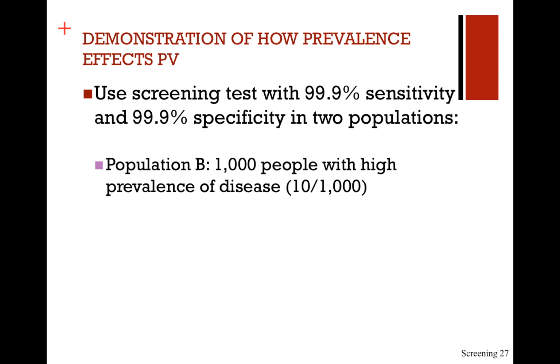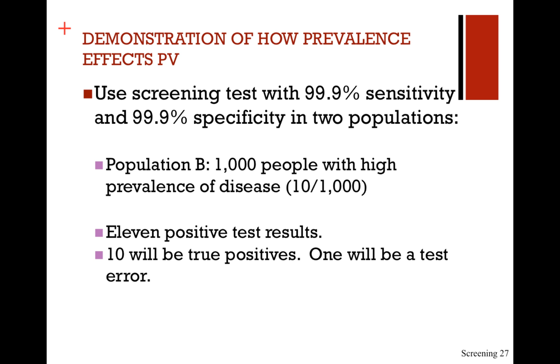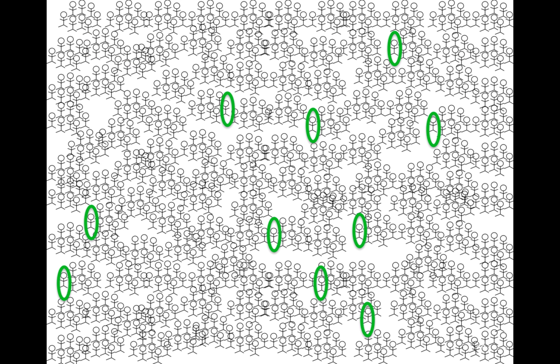Now we're going to take that same test and we're going to apply it to a population that has a higher prevalence of the disease, 10. So looking at that same disease, we're now going to identify 11 positive test results, of which, since the prevalence is 10, 10 will be true positives and 1 will be a test error. So now your positive predictive value goes up dramatically from 50% to 90.9%. So here are all the people with the disease, and we're going to get one test error, meaning we're doing a pretty good job.